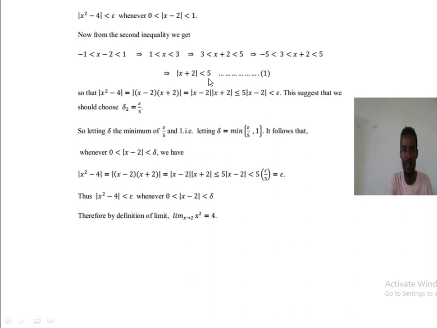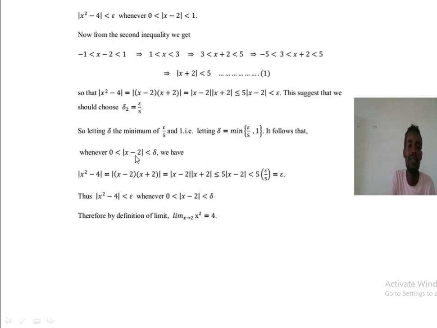But absolute value of x plus 2 is less than 5, so we have that this is less than or equal to 5 times absolute value of x minus 2, which is less than epsilon. This suggests that we should choose our delta as epsilon over 5. So letting delta be the minimum of delta 1 and delta 2, we let our delta be the minimum of epsilon over 5 and 1.